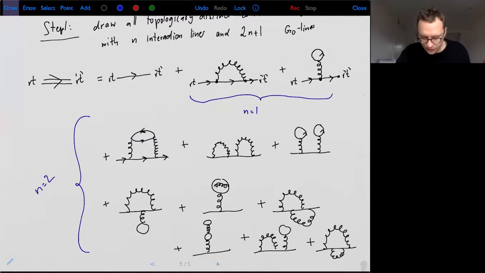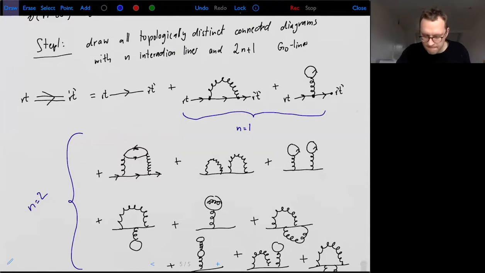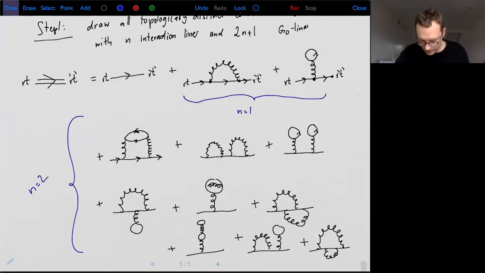Anyway, so this is the first step in this approach. So you first ask to draw all topologically distinct connected diagrams with n interaction lines and 2n plus 1 G0 lines. Okay, the next step is we have to label each point where a G0 line meets an interaction line by a space-time point.